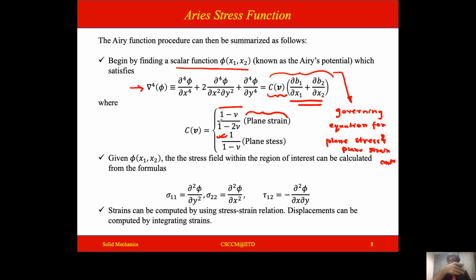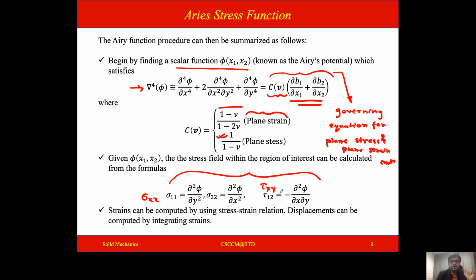Now, I said earlier that using Airy stress function, we define the stresses, and this is how it is defined. The second derivative of the potential with respect to y will give you sigma xx. Second derivative of phi with respect to x will give you sigma yy, and take derivative once with respect to x and once with respect to y, that will give you tau xy, right? So you have the expression.